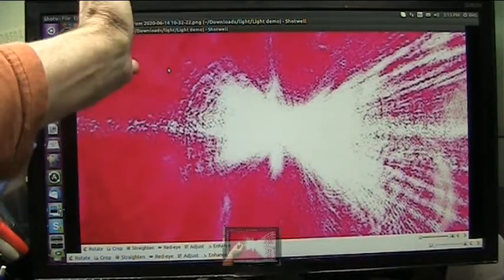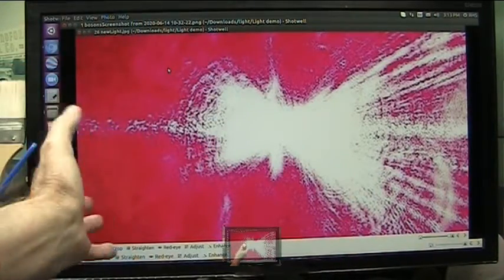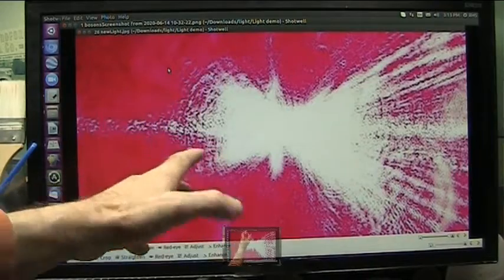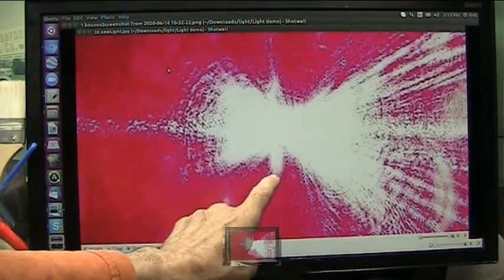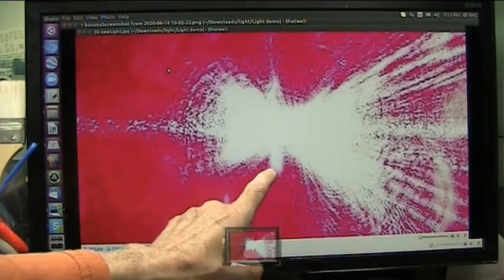Now, that's what I see. And you can see it. And if you can't see that, I don't know what you're thinking about. And if you don't think it's worth investigating, I don't think you're a true scientist.